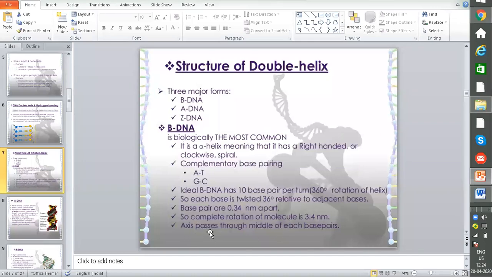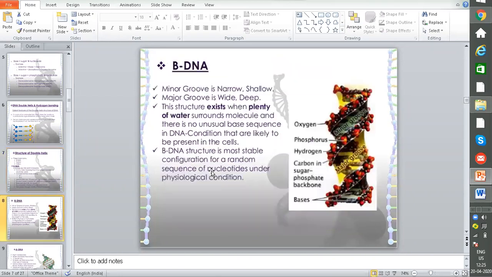And here the axis passes through the middle of each base pair. That means a central axis is there. Around this axis, all base pairs are attached. The axis goes through the middle of the helix structure. So this is bDNA. Here we have the axis, and around this axis all the base pairs are present.